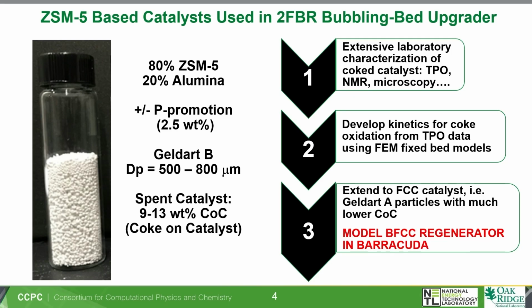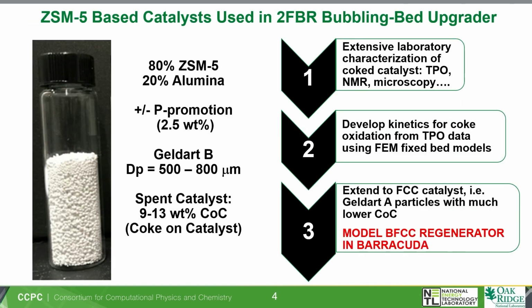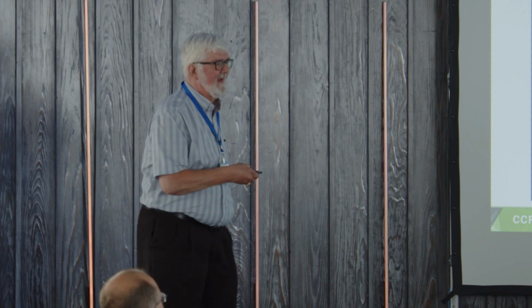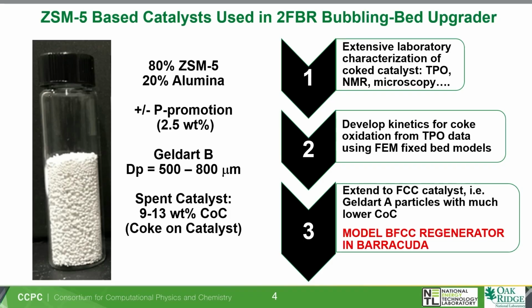So what we did is we took the characterization, we took the TPO data, and there's been a lot of TPO data generated. I'm only going to show you a little bit of it, and developed kinetics for coke oxidation. The biogenic coke oxidation, okay, specialized kinetics. All right, and then I did the extension to the FCC catalyst with the Geldart particle with a much lower carbon on catalyst. Okay, COC means carbon on catalyst, coke on catalyst, wherever I'm using that expression. And the result being, let's model a BFCC regenerator in Barracuda.